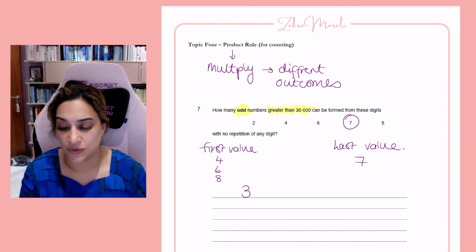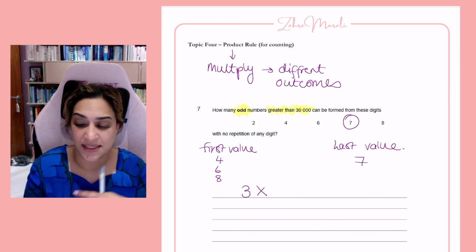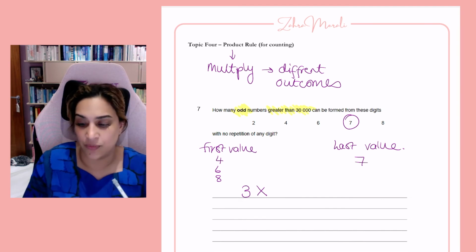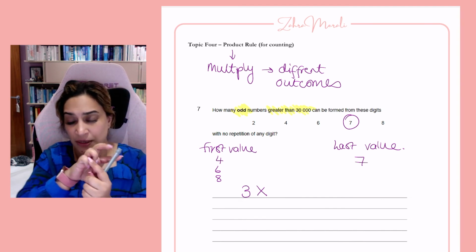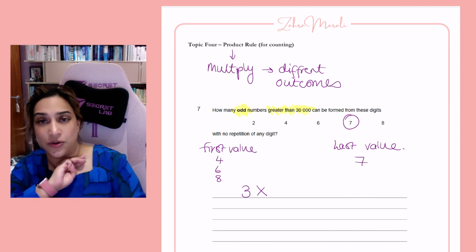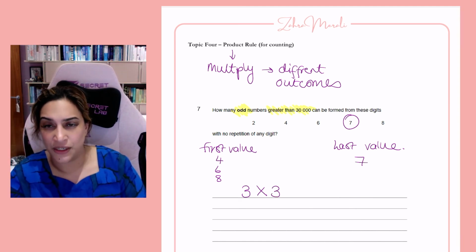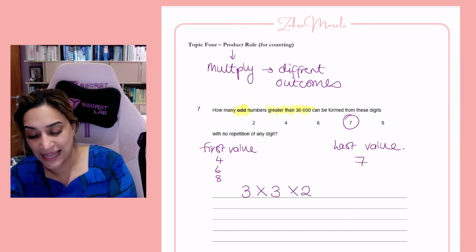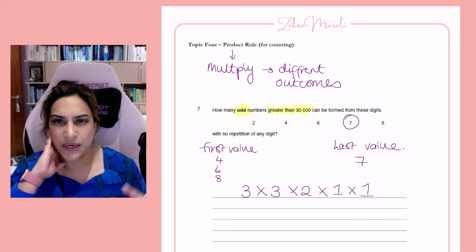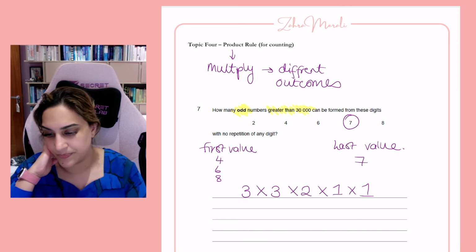So my first value has 3 options. My second value can be any number except for the 7, so that rules it down to 4, and except for the one I just used as my first value. So there's only 3 options. So now those 3 options left over, one of them can be used for the third value. There's only 1 left for the fourth value, and there's that 7 there. So we get 3 times 3 times 2 to give us 18 possibilities.